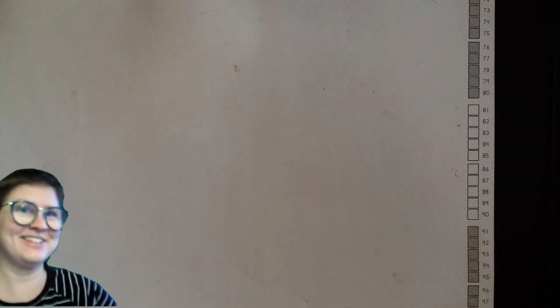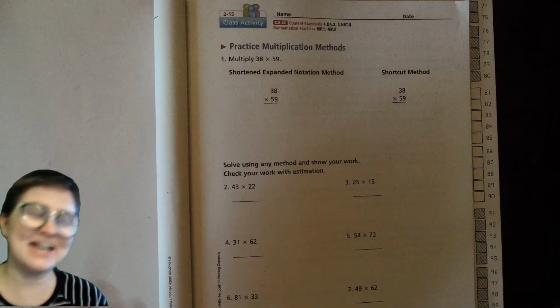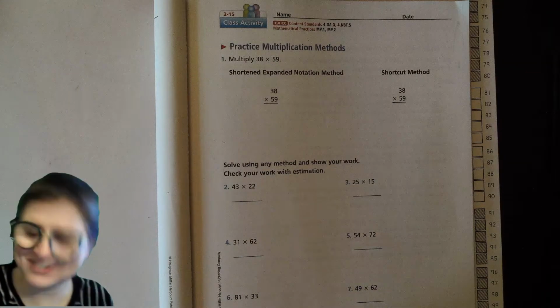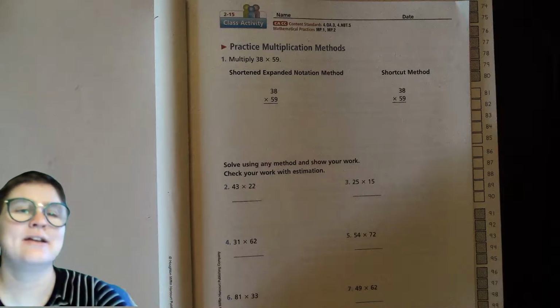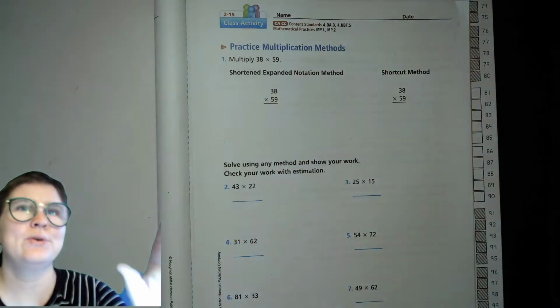That one is called Shortened Expanded Notation, which I think is just a funny name because it's like it's short, but it's long, but it's short, whatever. All right, here we go. I think I'll turn my light back on. Woo! There we go. Okay.